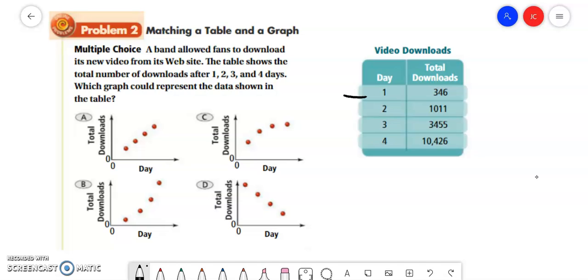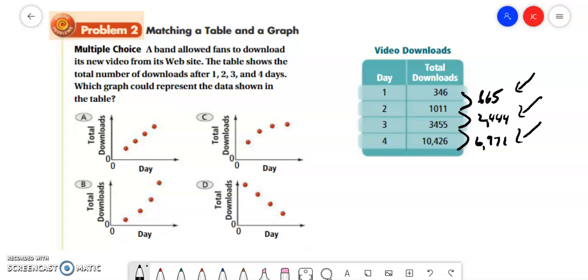So it looks like day 1, they had a total of 346. Day 2, they had more. Day 3 and 4, they had even more, and we could actually calculate the values. Let's actually take a moment and figure that out. All right, so from day 1 to day 2, there was an increase of 665 more downloads. From day 2 to day 3, it increased by 2,444, and day 4 even more.